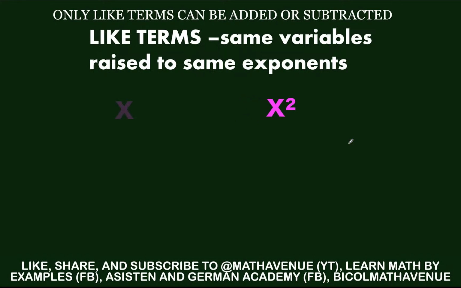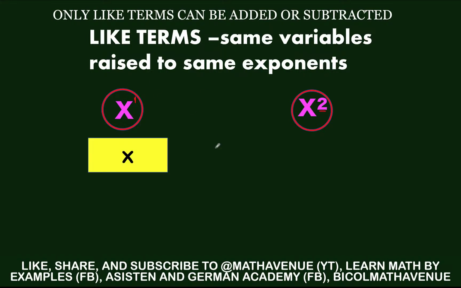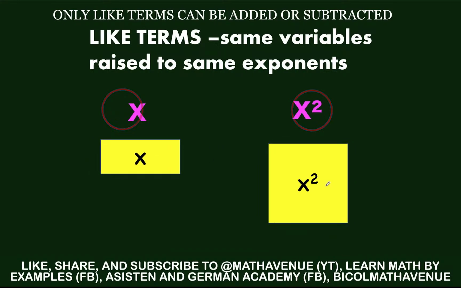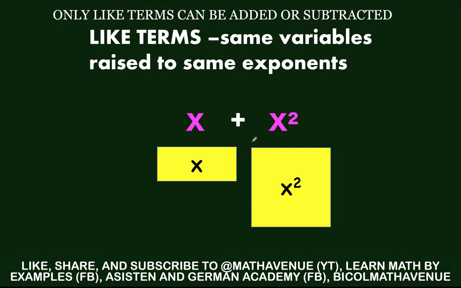Let's have another example. Let's say x plus x squared. Here, you have a variable x raised to exponent 1. Here, you have a variable x raised to a different exponent. It's 2 now. Therefore, they are no longer considered as like terms. And so if we are going to visualize them, notice that they are different. And when you combine them, the answer is still x plus x squared. There is no more simplification that we can do. And so the answer remains as x plus x squared.